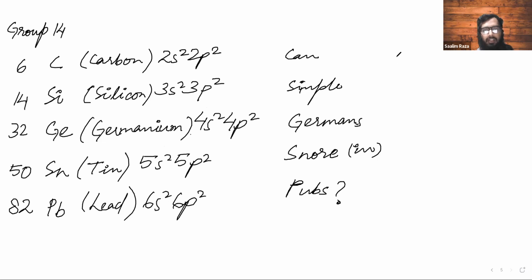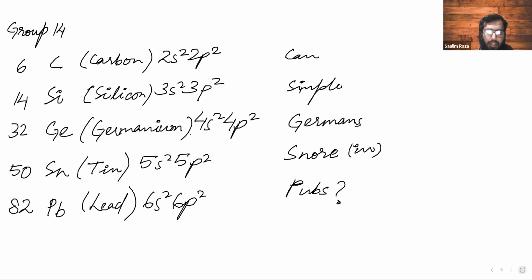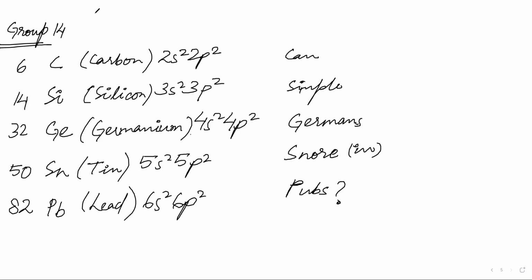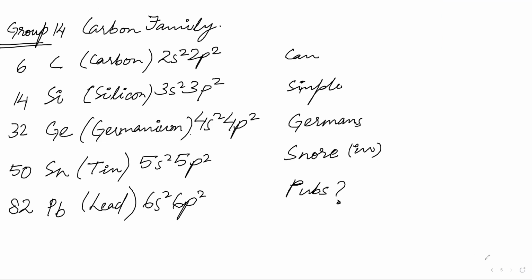And is this mnemonic okay? Can simple Germans snore in pubs? Yes, sir. Okay, fine. You will be remembering, right? I can ask you at any point in these classes, what are group 14 elements? What do we call this group? Carbon family. Okay, fine.